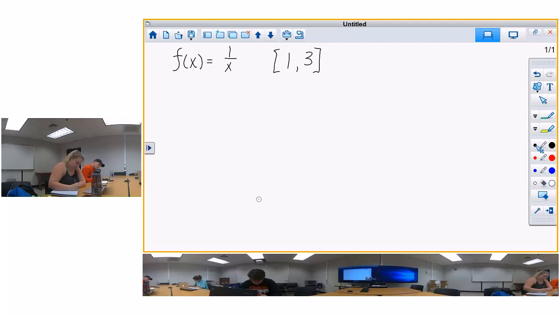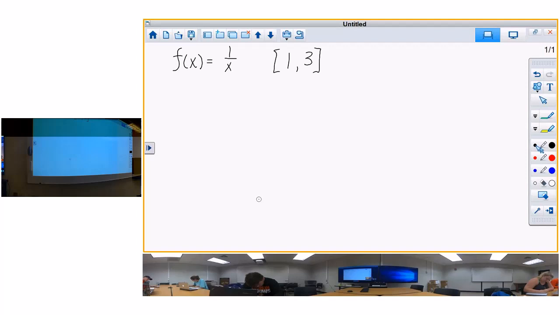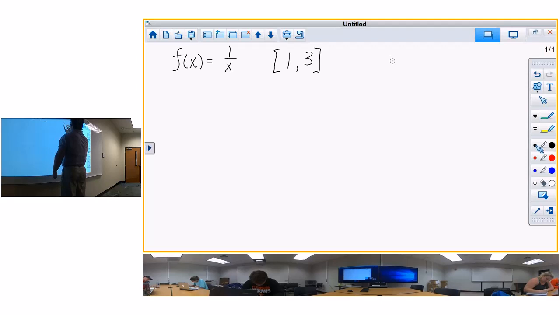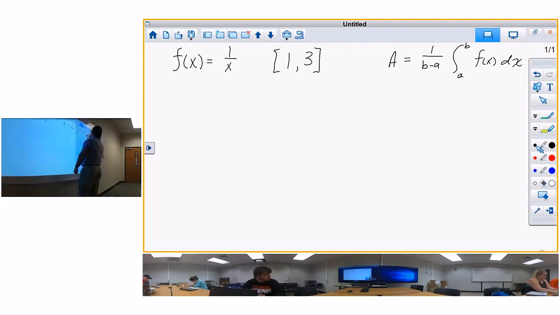1 over b minus a times the antiderivative of a to b of f of x dx. I'll write the formula out here, and you should follow that example that we did last time y'all were here, Thursday, I think. So area of the function is equal to 1 over b minus a times the antiderivative a to b of f of x dx. Okay? Let's take a minute or two and crunch that out.